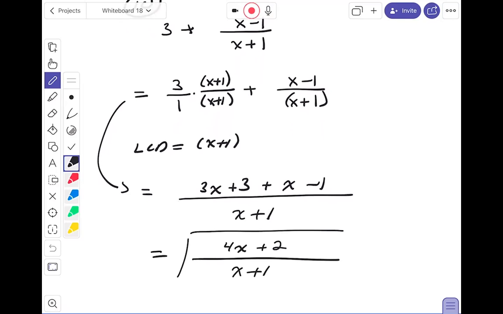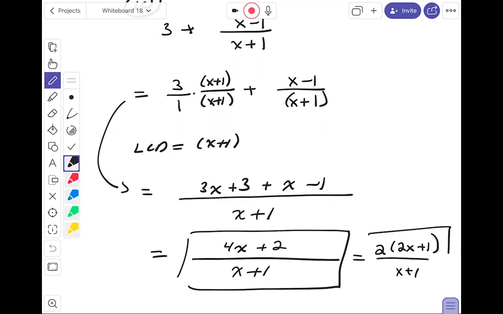This is a fine looking answer. If you want, you can factor the top because it is factorable. You get 2 times 2x plus 1 over x plus 1. It really doesn't help at all, but that's a fine answer too. Let's look at the key though. I want to point out looking at the key is important. You get 4x plus 2 over x plus 1. Worked out beautifully. Let's go to the next one, which can be number 11.